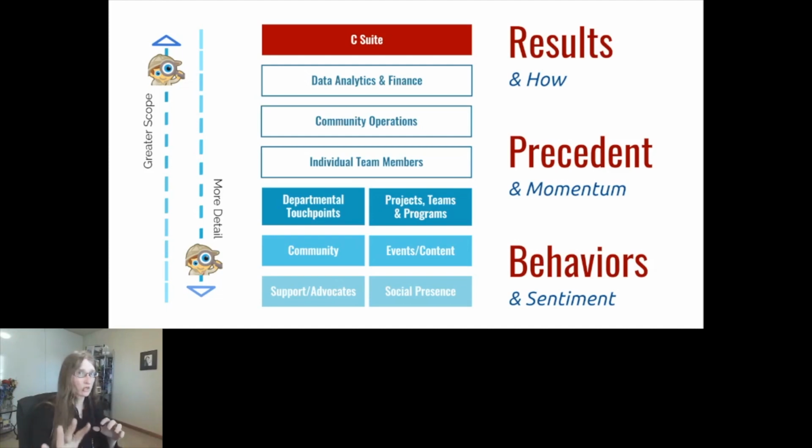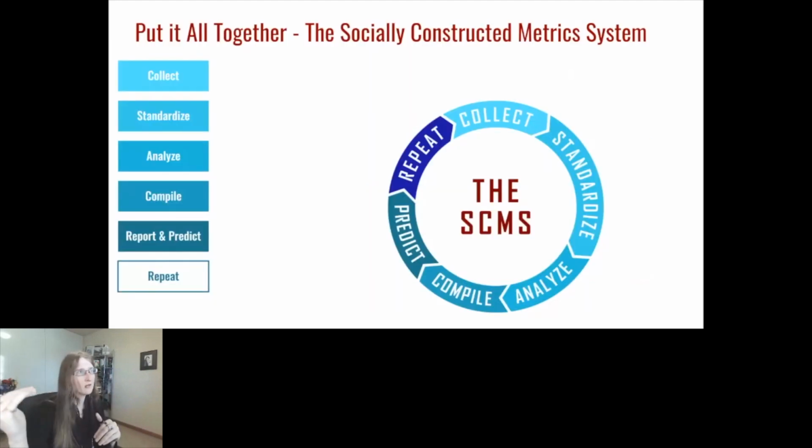And community culture, therefore, because you've gotten rid of those ROI and value metrics, and because you've sequestered your precedent and momentum actions, you can now begin to separate the community health, the culture of your online community, from the results, how, precedent, and momentum. Those things can be different. And what this yields us, in case you haven't noticed, is a social scientific process of collecting your information, standardizing it, analyzing it, compiling it for CEOs, and then reporting and predicting future behavior in your online community.